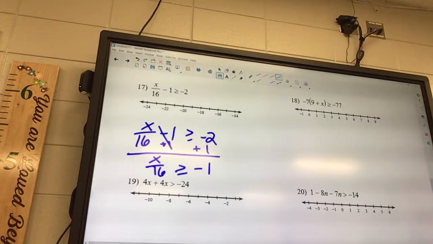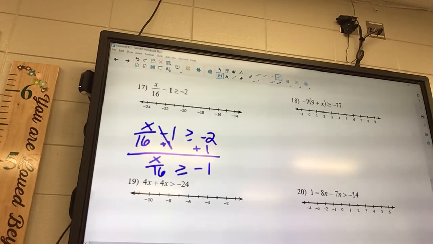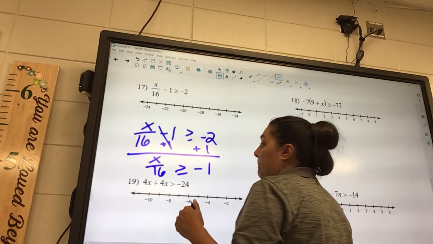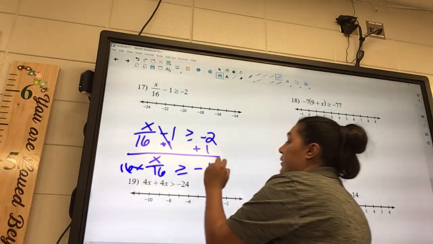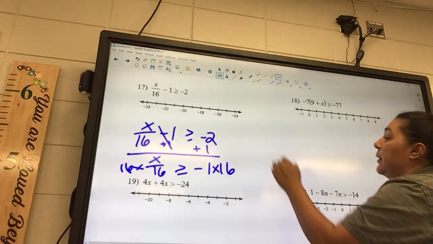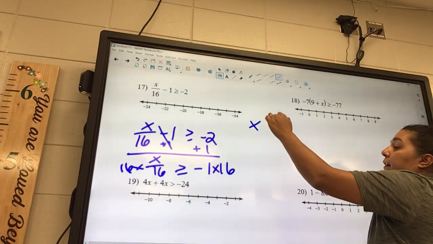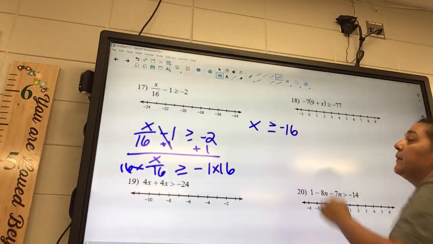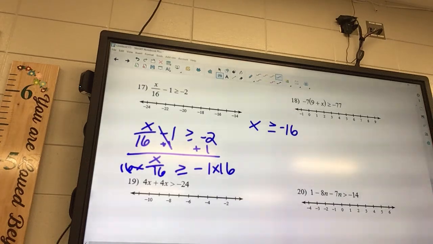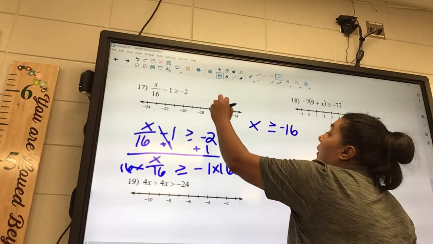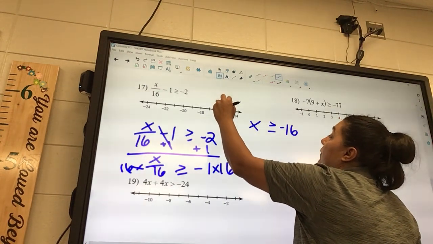Okay, and then what needs to happen? Multiply. Times by 16. Do we need to flip? No. So we're going to get x and a negative 16. Okay, on the 16, is that going to be open or closed? Closed. Going which way? To the right.